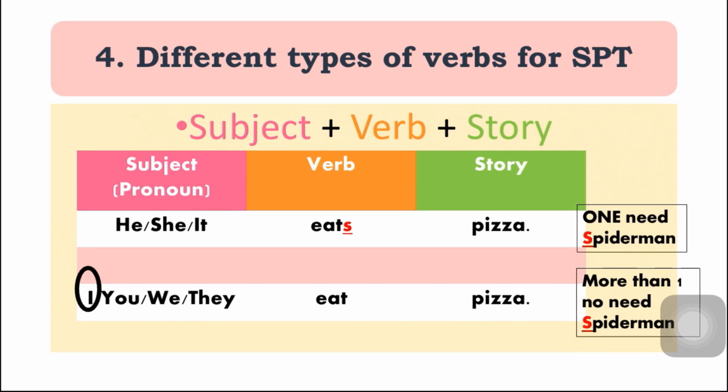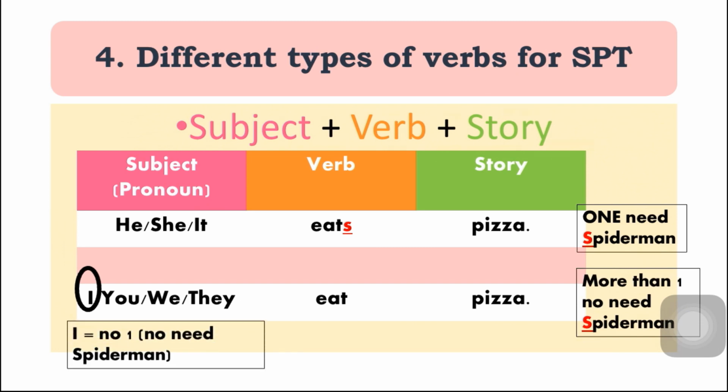So when you have a lot of people, you do not need Spider-Man, so you do not need to plus s to your verb. Whereas for I, you just remember I as number one, or I think of himself as the biggest, so I do not need Spider-Man too. So again, he, she, or it needs Spider-Man plus s to your verb. I, you, we, or they do not need to add s because they have a lot of people, and I think of himself as the biggest.